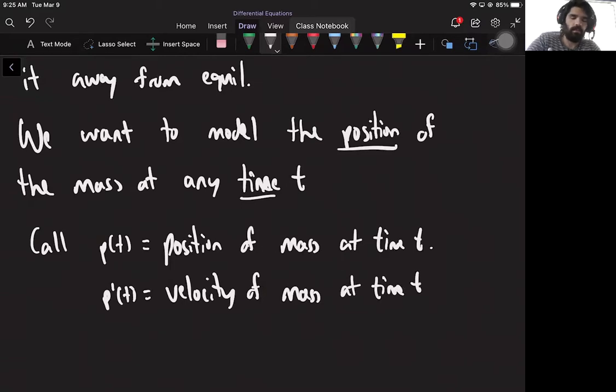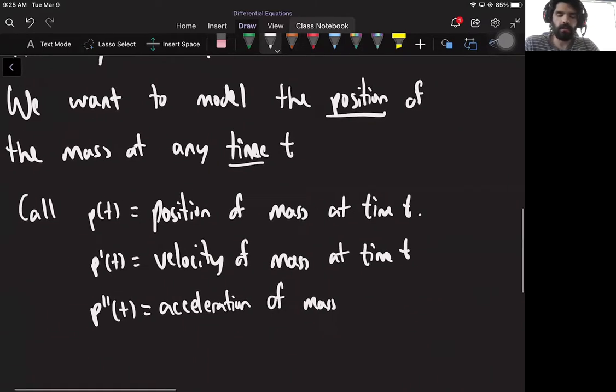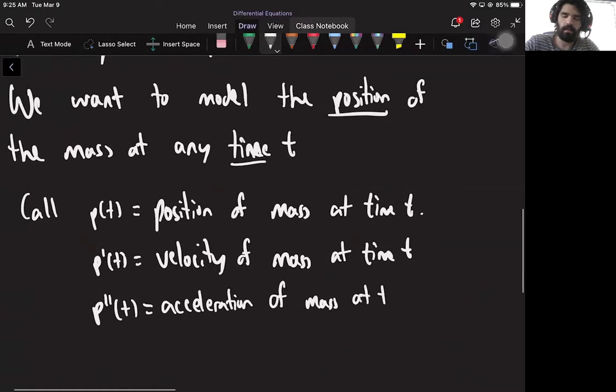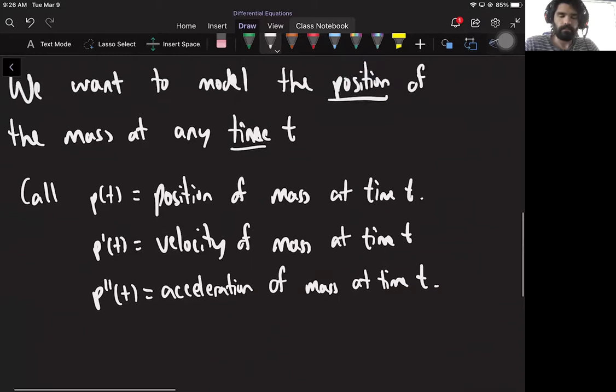And then the acceleration is also going to come into play. And that's the derivative of velocity. So we want to know how fast the velocity is speeding up or slowing down at any time t as well. So our differential equation is going to involve these three things. So p is our variable that sort of acts like y usually does. And then we're going to solve the differential equation to find p, or p of t. Okay.